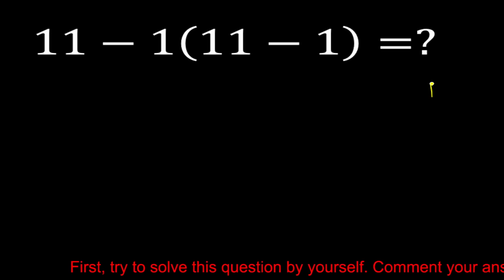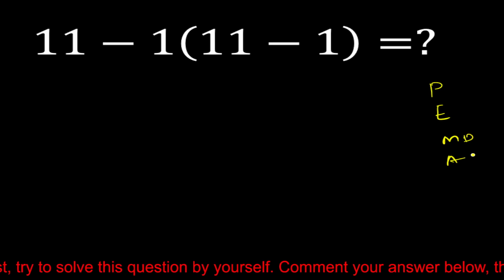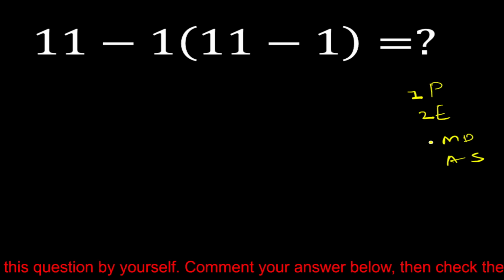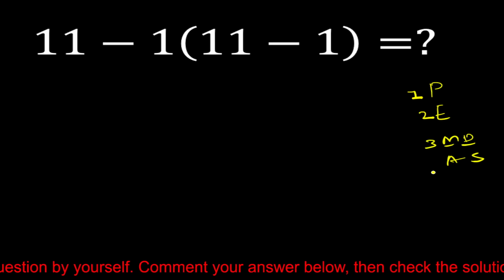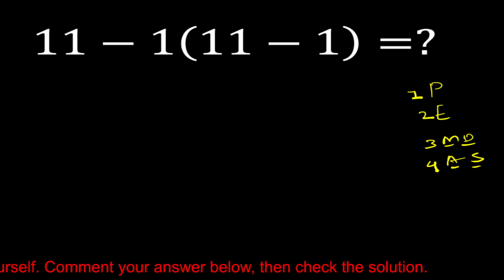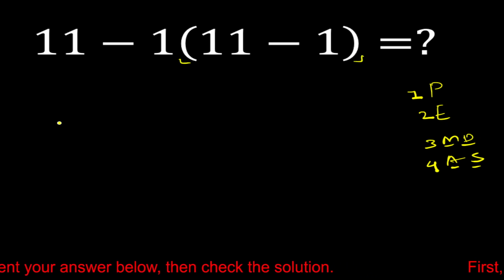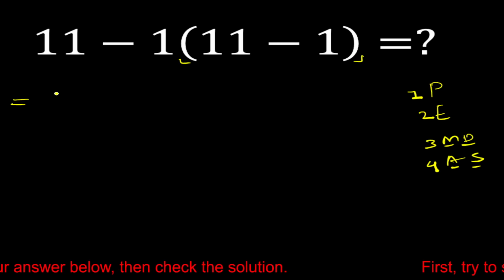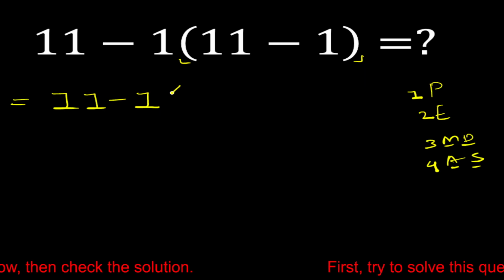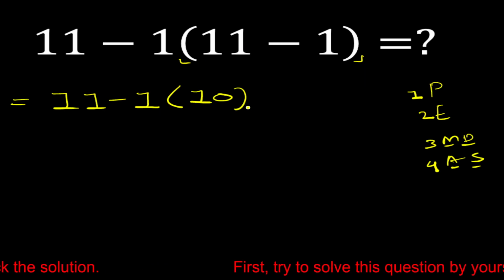Now let's solve this problem correctly by using PEMDAS rule. First priority is parenthesis, second exponent, third priority is multiplication and division, fourth and last priority is addition and subtraction. Okay, so first we have to solve this parenthesis. So it is equal to 11 minus 1. Now solve this parenthesis. 11 minus 1 is equal to 10.